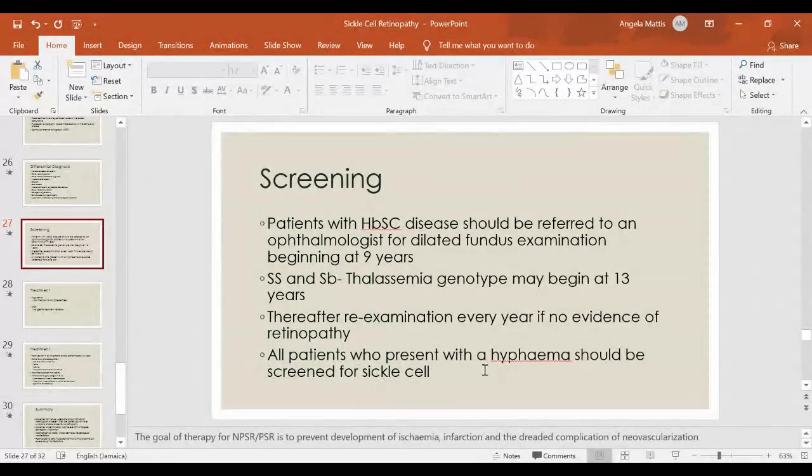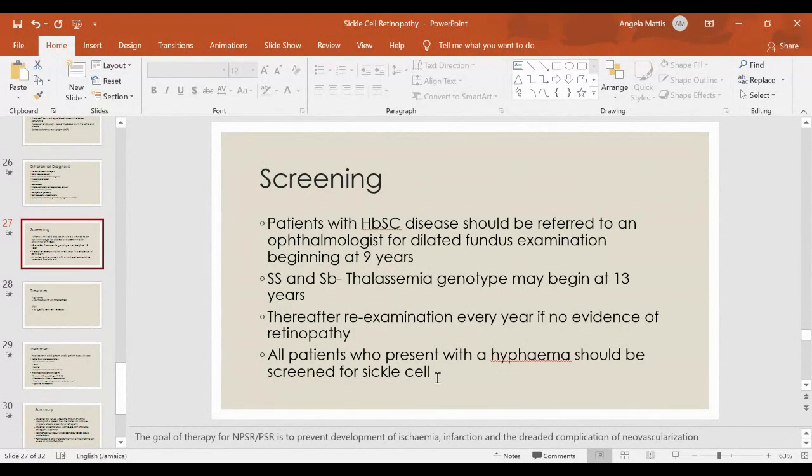Now, all patients who present with a high fever should be screened for sickle cell. And as a matter of fact, this is how we pick up a lot of our sickle cell patients, because some of these patients who have the trait are totally unaware. They come into hospital with a high fever, and so we want to see what their status is. Because one of the complications of a high fever is increased intraocular pressure.